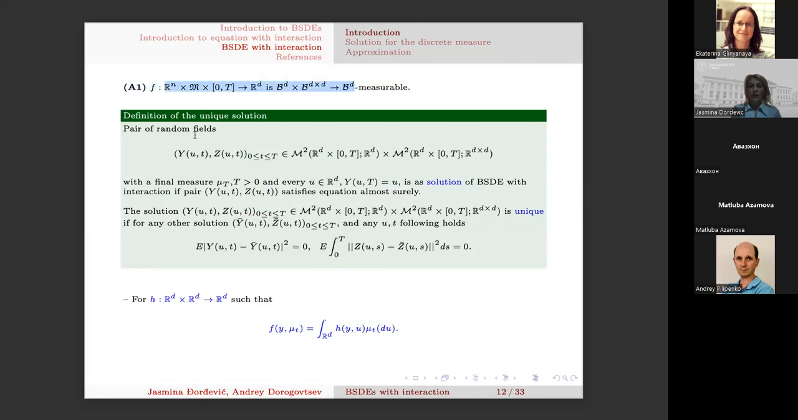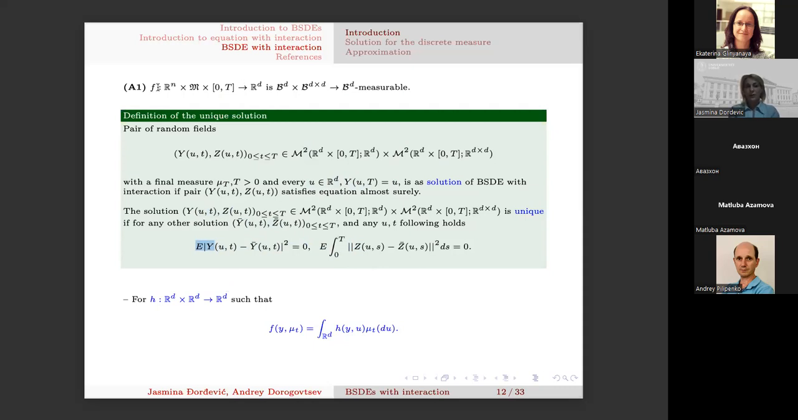The definition of the unique solution for the BSDE with interaction is an adaptation of the definition for a general BSDE. A pair of processes (Y, Z) from the product M2 x M2, which we previously introduced, with the final measure mu_T and every value u from R^d, such that the state process in the final condition has value u, is a solution of the BSDE with interaction if the equation is satisfied. The solution is unique if for any two solutions which satisfy the equation, those two equalities hold. So it is in accordance with the general definition of the solution for a BSDE.